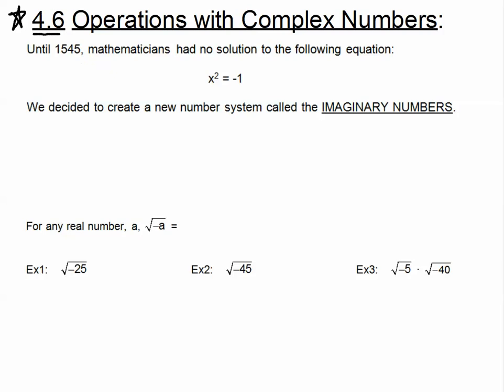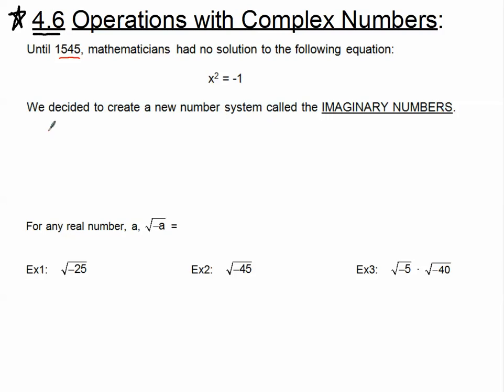It actually was not until the year 1545 that mathematicians finally got fed up with this equation, x squared equals -1, or similar equations, because there was no number that we knew that when we squared it would equal a negative number. So mathematicians decided to create a new number system called the imaginary numbers.